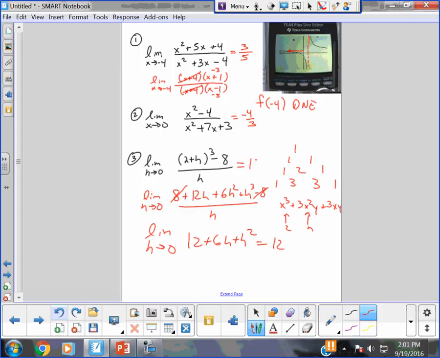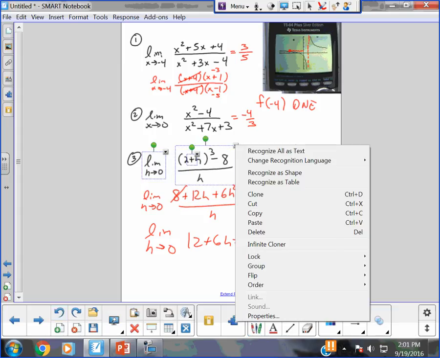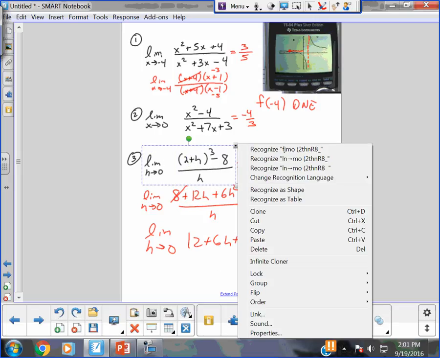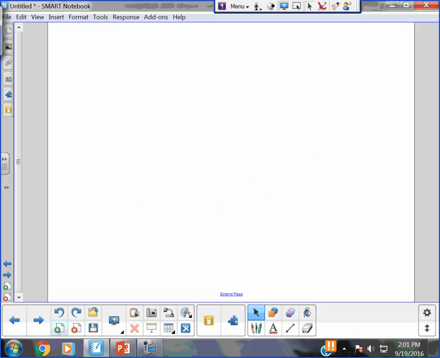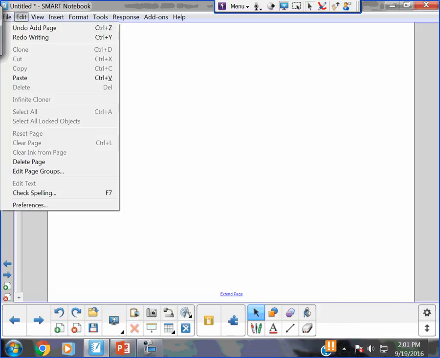Now, everybody, I'm going to copy this to the next page. We're going to talk about this graph for a second, okay? Does everybody see that this is a tangent line? Yeah. All right, so now I want to talk about what function it is.